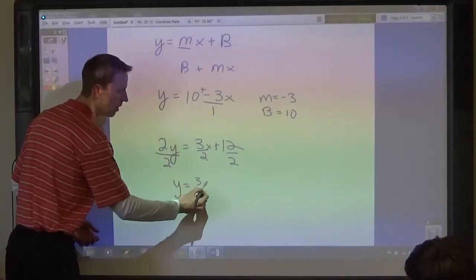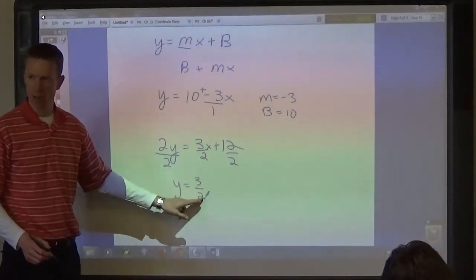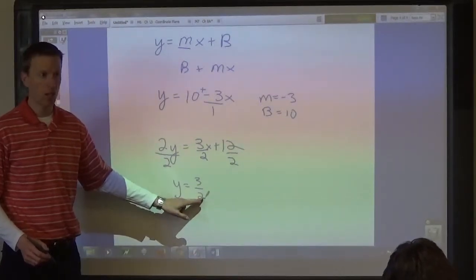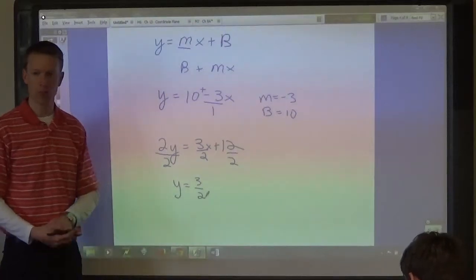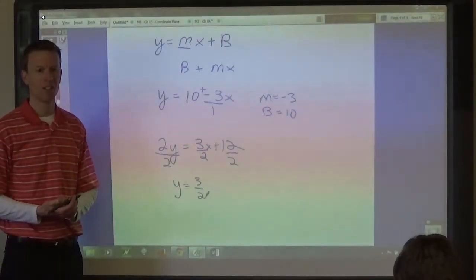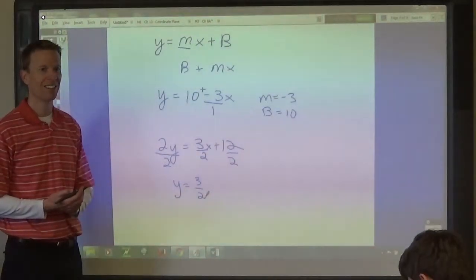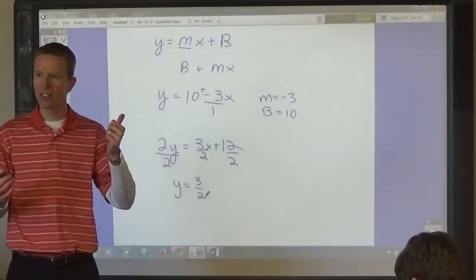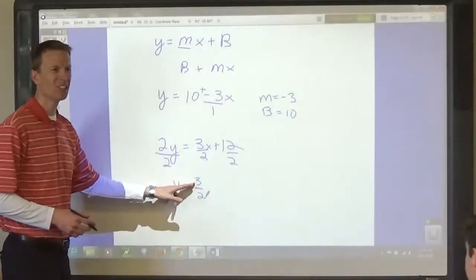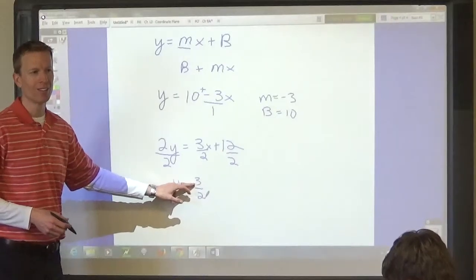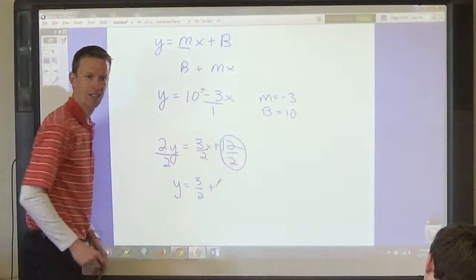Y equals 1.5x. Okay, let's just leave this as 3/2 because if we're graphing this on a coordinate plane, how would we graph a slope of 3/2? Henry? Up 3 and to the right 2. Excellent. Because it's positive. Up 3, right 2. That's easier than graphing 1.5/1. Okay? And we'd simplify this to 6.